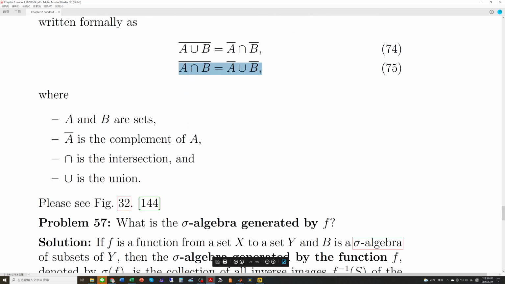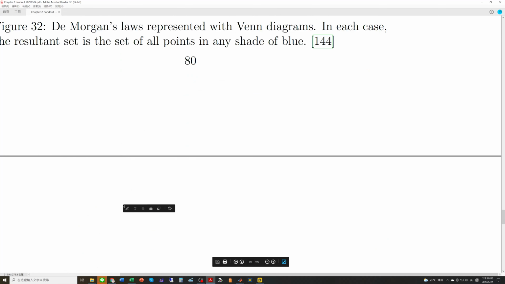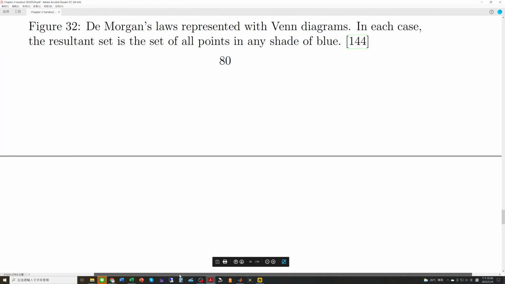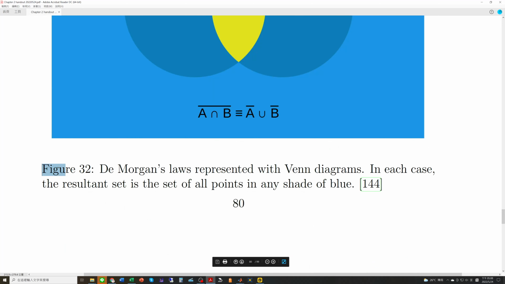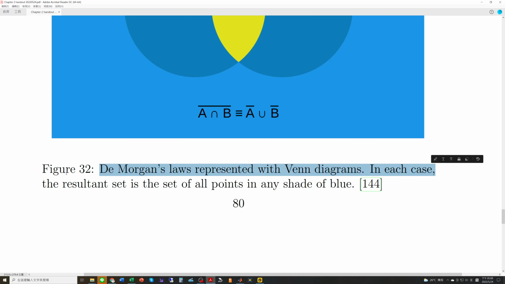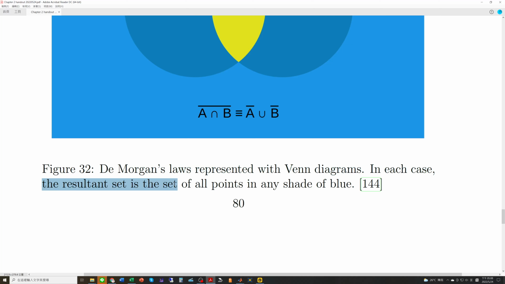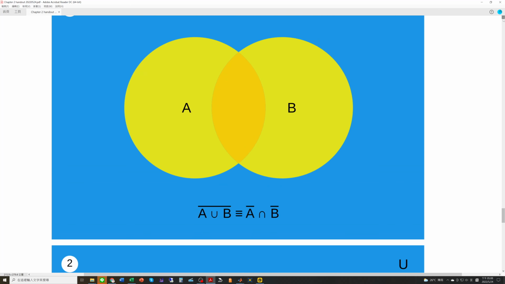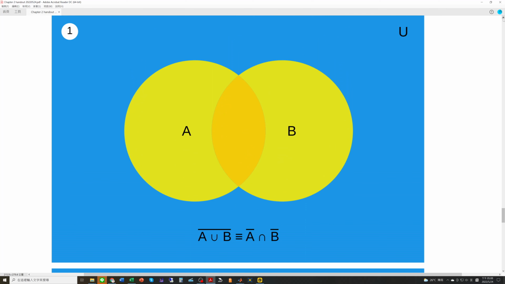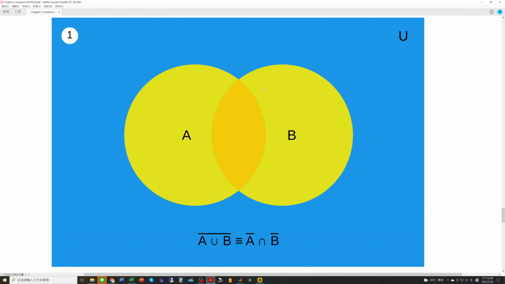Please see figure 32. Figure 32 shows De Morgan's laws represented with Venn diagrams. In each case, the resultant set is the set of all points in any shade of blue. Let us see the first figure.